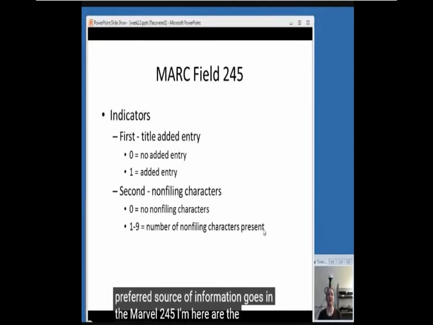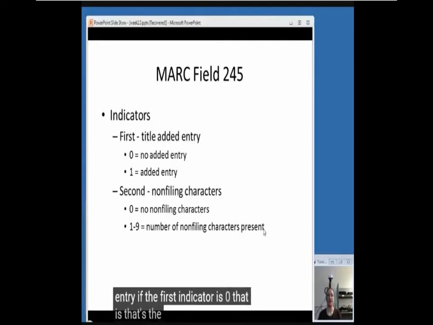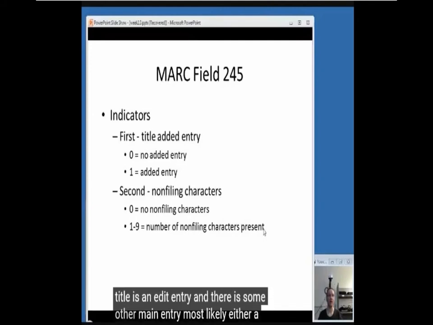Here are the values for the indicators. The first indicates whether or not the title is an added entry. If the first indicator is 0, that means that the title is not an added entry, it's a main entry, as we discussed in the last video. And if the indicator is a 1, that means that the title is an added entry and there is some other main entry, most likely either a corporate body's name or a uniform title.